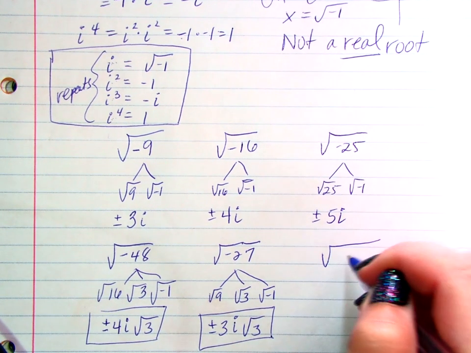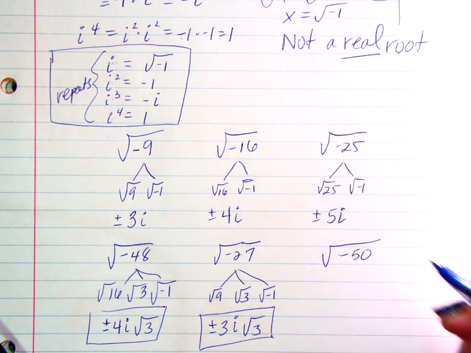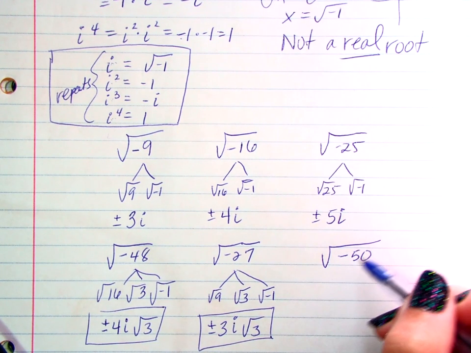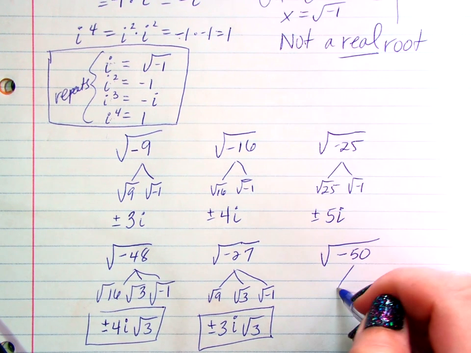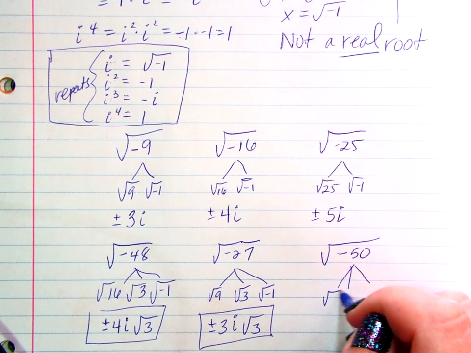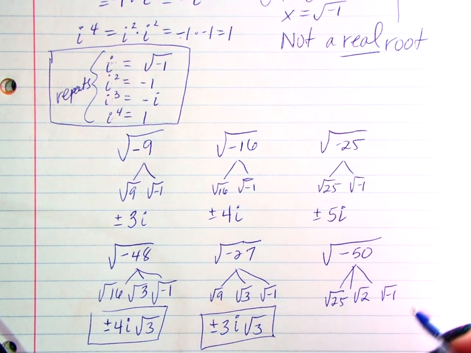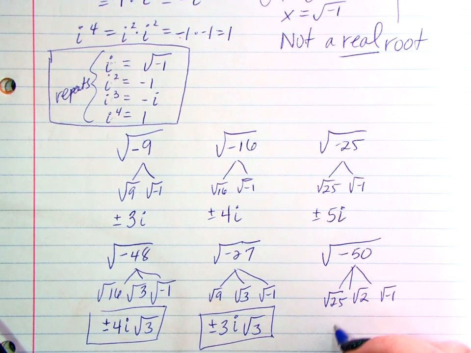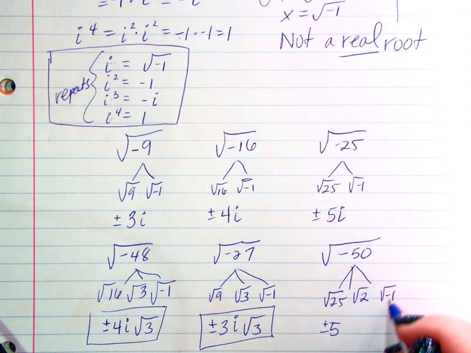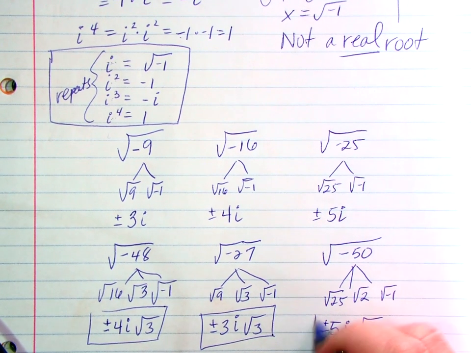You try one. Square root of -50. Pause the video and try it. See if you can get this simplified radical. So square root of 25 times 2, and then square root of -1 because it's a negative. 5i root 2. How'd you do?